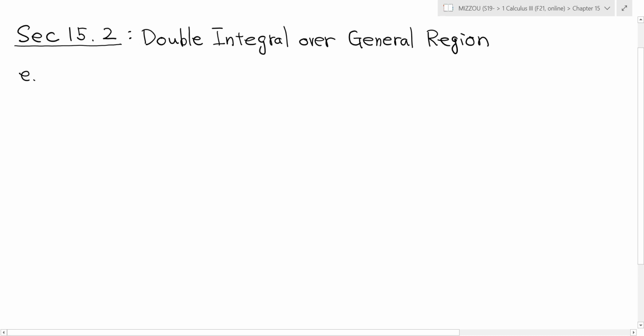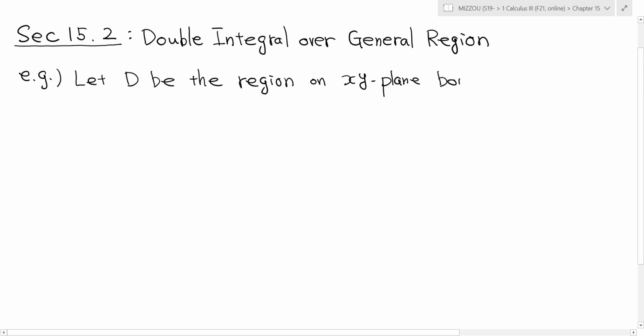So let me start with an example. Let D be the region on xy plane bounded by x is equal to 0, x is equal to 1, y is equal to 0, and y is equal to x squared. What is this? Well, pictorially, it should look like this.